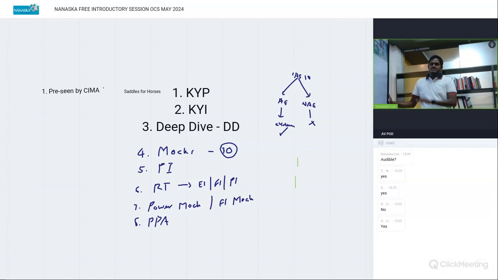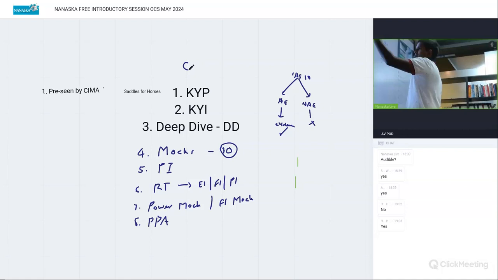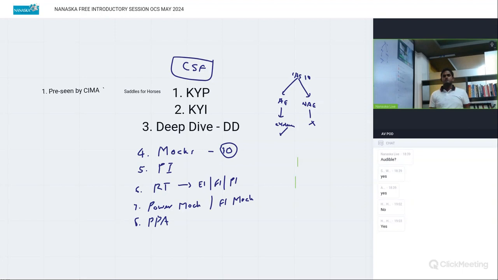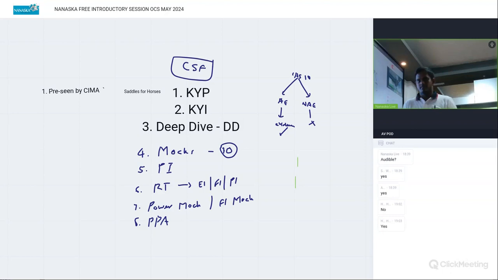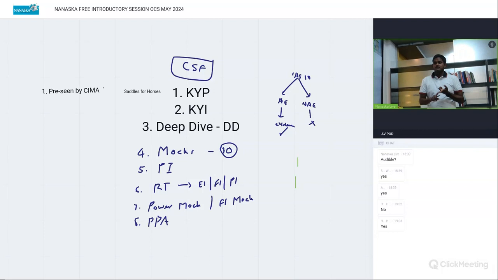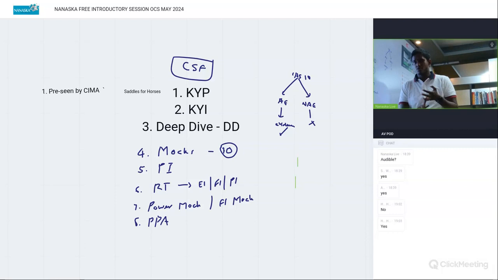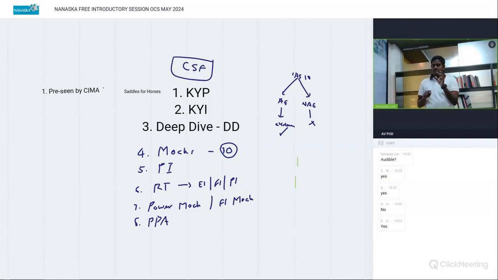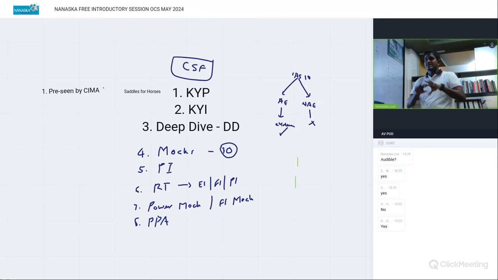So this is a glimpse of your mocks, which you saw as critical success factors in the previous slide. So for you to pass your case study, these are the documents and the guidance that we offer you from Nanaska. The pre-seen analysis, the industry analysis, the deep dive, the in-depth analysis of your pre-seen. You get 10 mock papers, possible issues, refresh theory on your E1, F1, P1, power mock and a financial mock, and the past paper analysis. So it's very comprehensive, right?